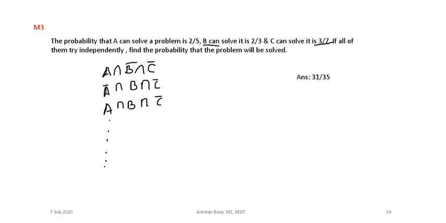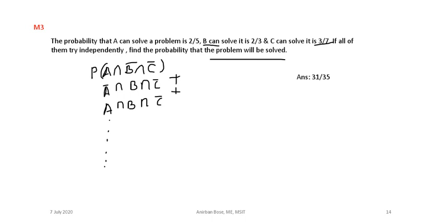So the problem can be solved in many of these ways. Okay, so what you have to do is find out the probability of each of these cases, and sum them up to get the probability that the problem will be solved. So this is one of the approaches. And how can we do that?